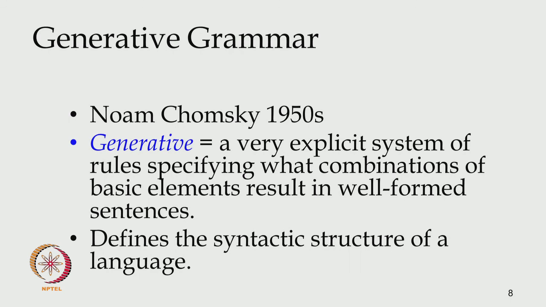Finally, this is how generative grammar is defined. From 1950 onwards, this came into existence, and it simply means a very explicit system of rules specifying what combinations of basic elements result in well-formed sentences. It defines the syntactic structure of a language. So, the structure underlying sentences is called syntactic structure. We are going to see more of it from now onwards. When we say more of it, we are not going to be looking at the structure of sentences per se. We are going to see the structure of these underlying rules. Can you keep this in mind? Not the structure of sentences per se.